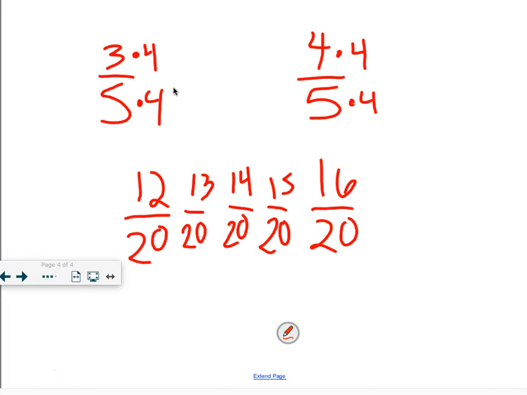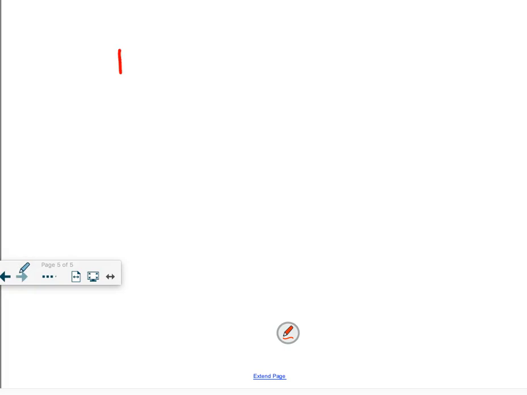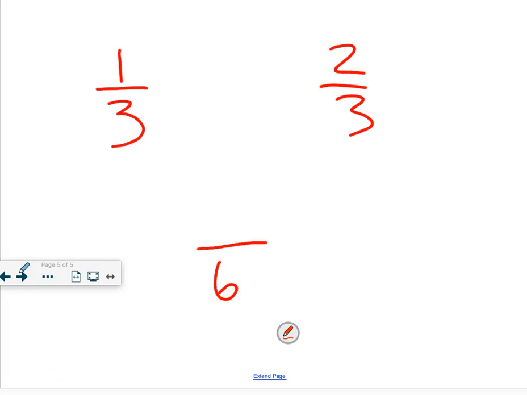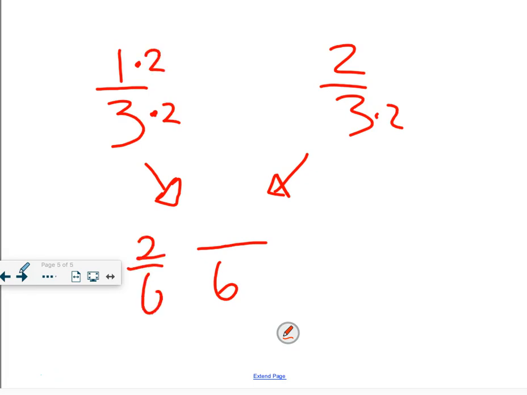Okay, so here's a practice one. If you have 1/3 and 2/3, how many sixths would be in between 1/3 and 2/3? Pause and solve. Okay, so to solve it, we're going to make them both into sixths. So we're going to take them both times 2. If you do it to the bottom, you've got to do it to the top. So we have 2/6 over there, and we have 4/6 over here. So what would be right in between them would be 3/6.